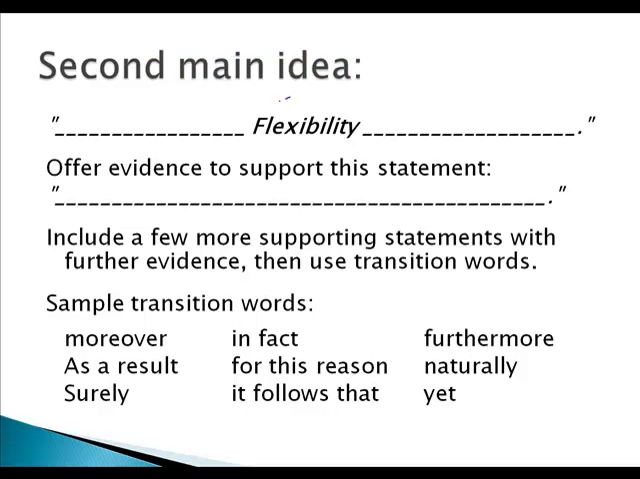The second main idea was flexibility. So we could start off with an introduction saying something like, flexibility is one of the greatest things that online learning has to offer. You can use a transition. In fact, I was able to take my classes online and still work full-time. As a result, I received a second degree and I was able to be a full-time worker and a full-time mother and a part-time student. And then you can make your conclusion for that second paragraph.